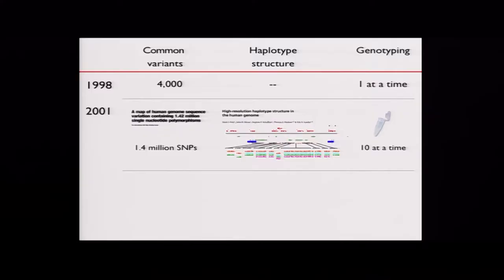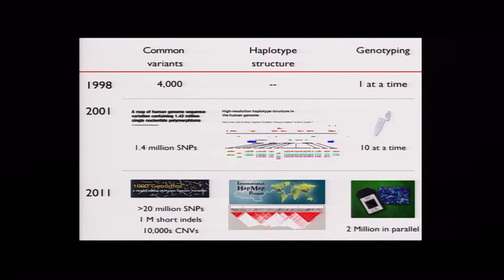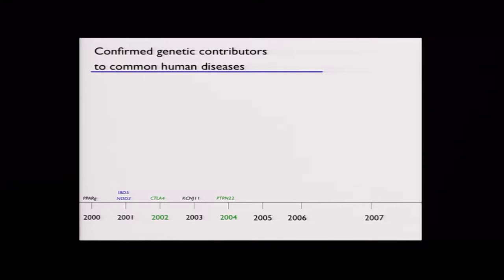Databases were created of the variants, genotyping expanded in speed, and today we have the 20 million variants, we can genotype 2 million of them at a time, and we can do all this. And here's what it felt like in terms of the discovery of genes underlying common diseases. In each of the years 2000 to 2004, one gene was discovered related to common diseases. 2005, though, four. 2006, seven. 2007, 2008, 9, 10, today, 1,100 loci for more than 165 different common diseases, et cetera.